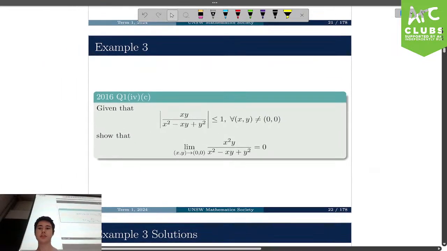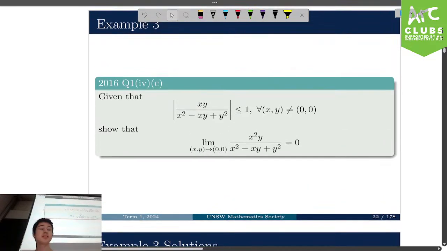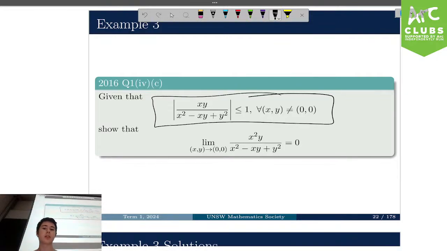Fantastic. So this brings us to example 3, 2016, a little far back, but still relevant, okay? We're going to be dealing with a sequence of, a function which we know the boundaries of, okay, and has a limit.